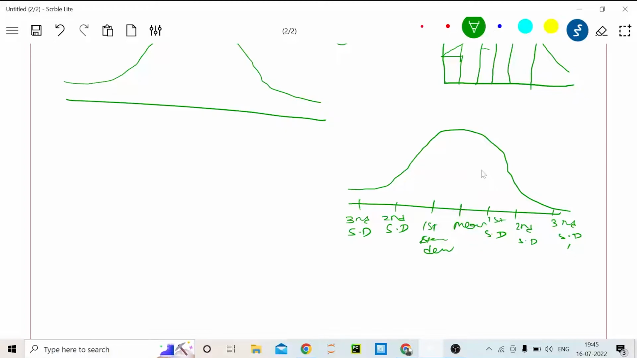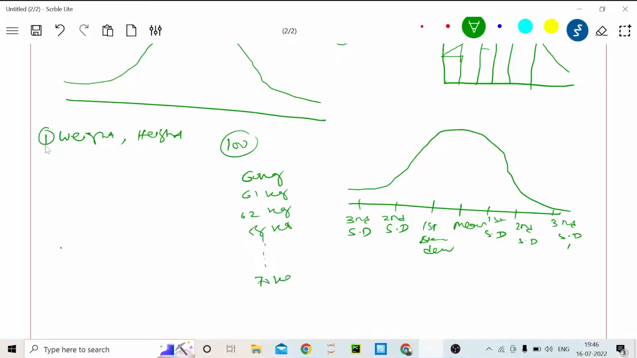Then how it is formed, I will give you an example: weight, height. Let's say I tell you to collect the weight of your class. Maybe 100 students are present in your class, and you take the weights, maybe 60 kg, 61 kg, 62 kg, maybe 58 kg, and like this, and after that there may be 70 kg. When you try to form a distribution, you may find your mean will be here.